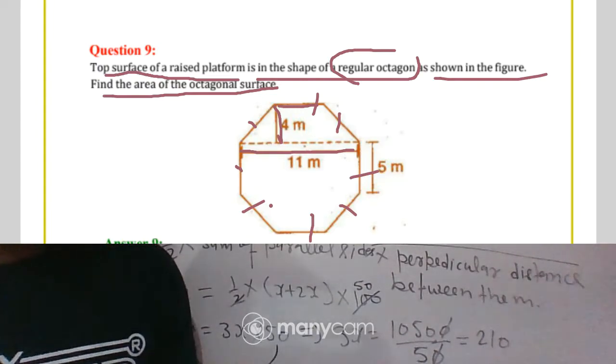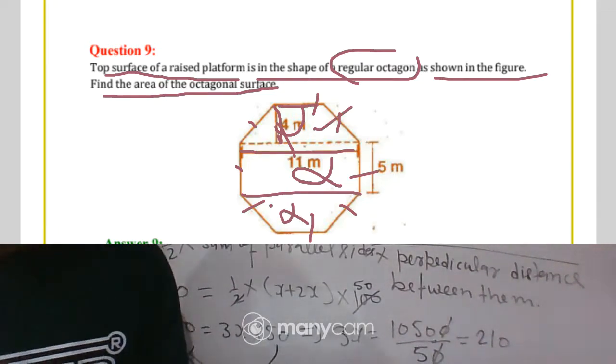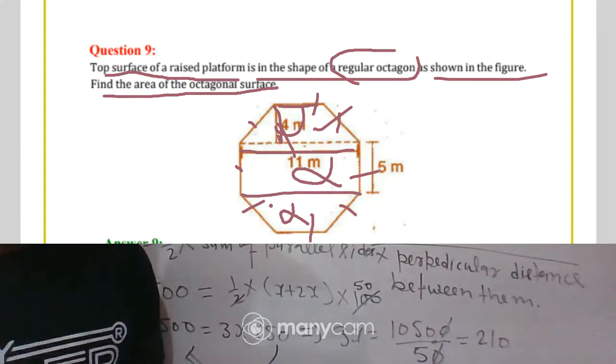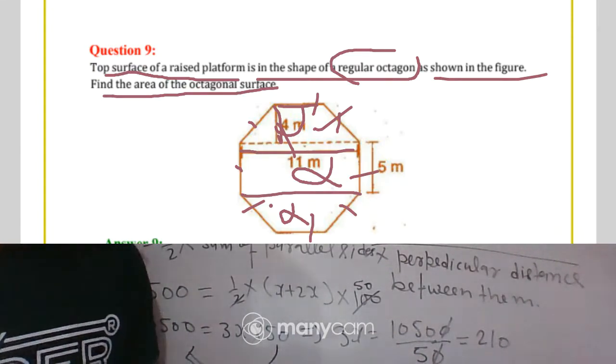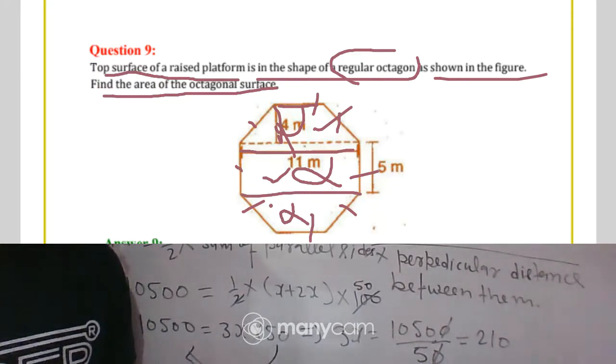So this area becomes a trapezium, and if you join this line, this area is a rectangle and this area is a trapezium. So in this area we find the area by using the trapezium formula, 1 by 2 into the distance between them into the sum of parallel sides, and this area is a rectangle. Okay, so let's see how to find it.